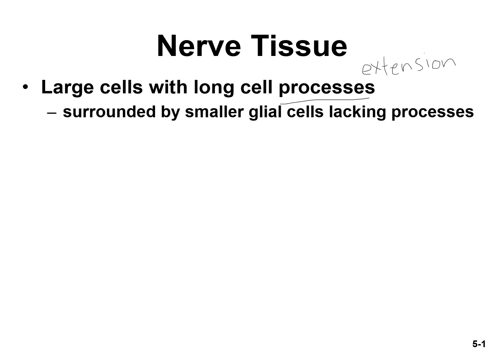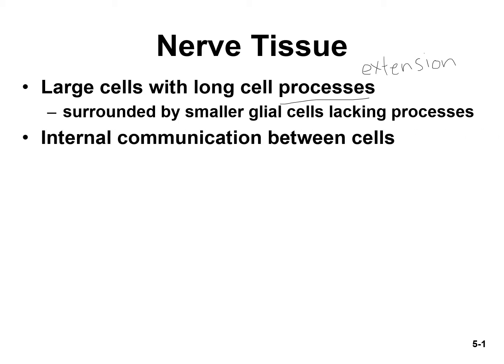Your neurons are going to be surrounded by smaller glial cells that lack these processes. Glial cells are support cells, so they serve a number of different functions depending on the type. We'll be talking about these functions once we get to the lecture on nervous tissue. Nerve tissue, of course, is specialized for internal communication between cells. So how you're able to sense hot and cold, how you are able to process the words that I'm saying and integrate this information in your brain, how you're able to see and interpret what you're seeing. All of this is due to the actions of our nerve tissue, specifically our neurons.